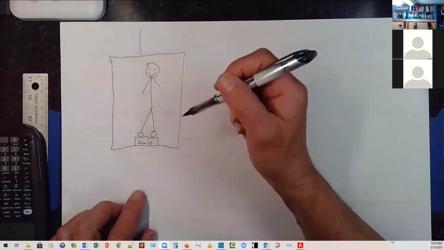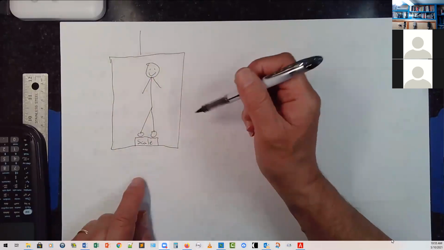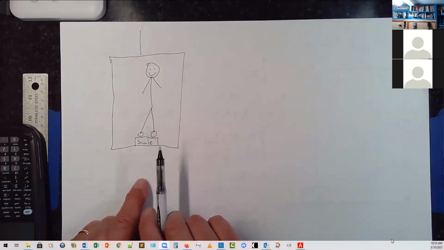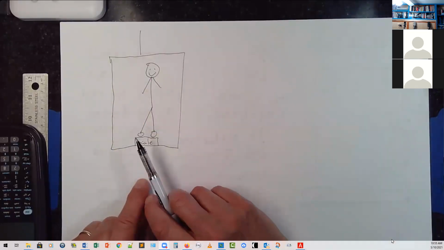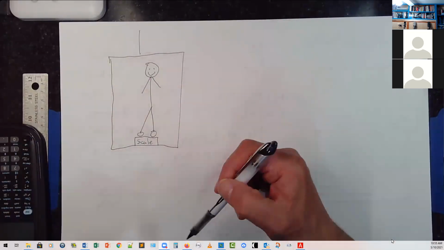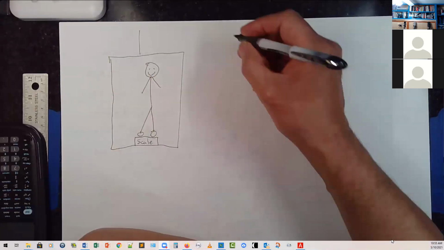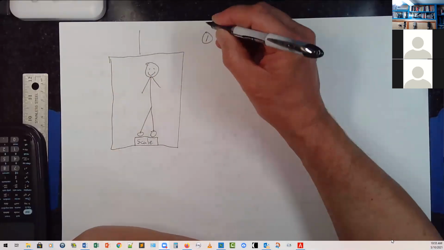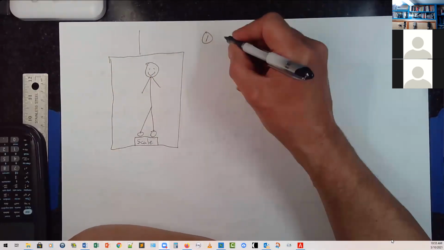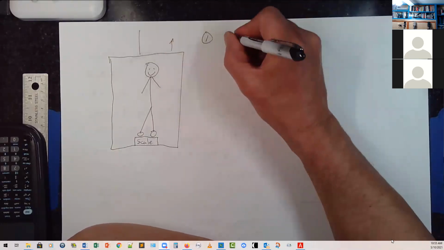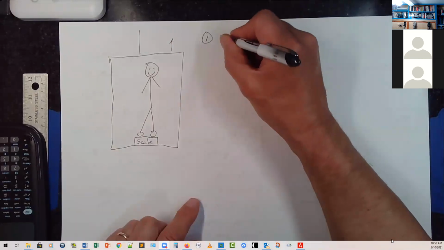And we're going to do things to the elevator. We're going to imagine that maybe the elevator is going upwards, going downwards, accelerating upwards, accelerating downwards. So we'll look at a bunch of different situations here. For the first situation, let's imagine that the elevator moves up with constant velocity.